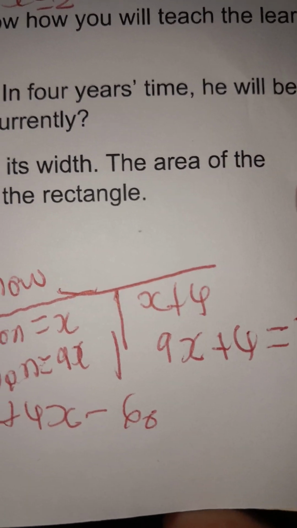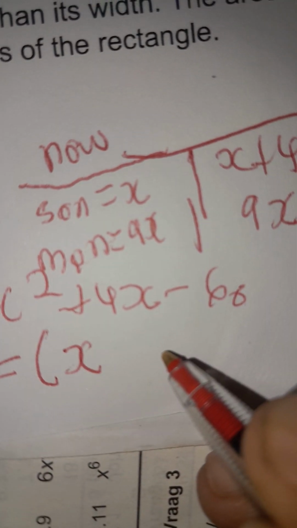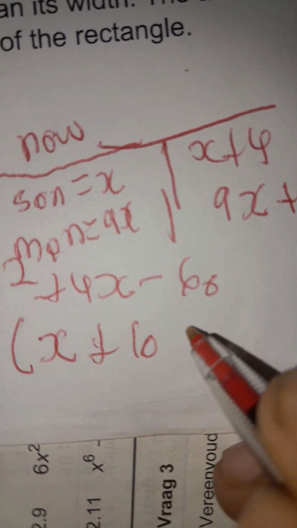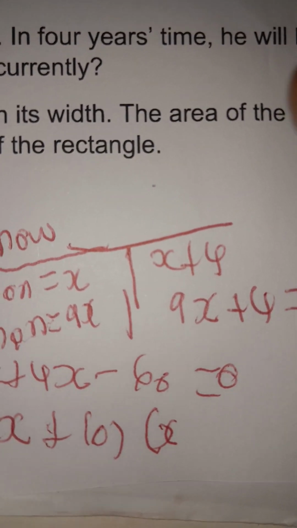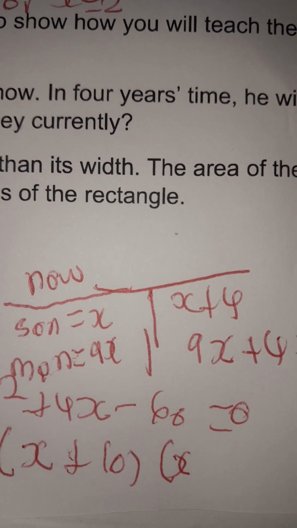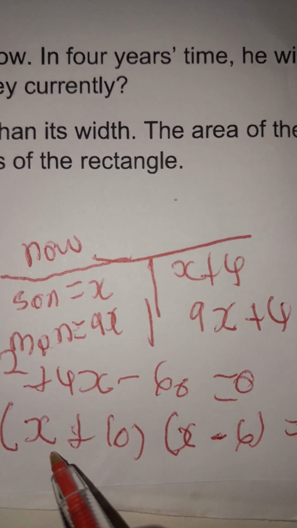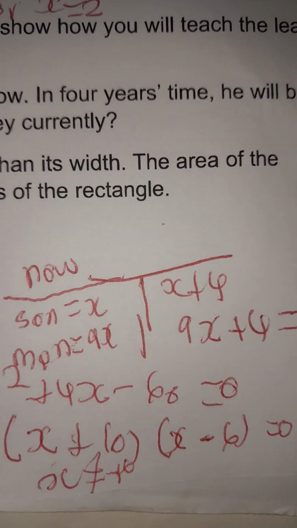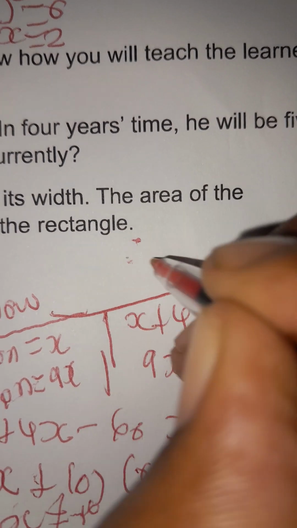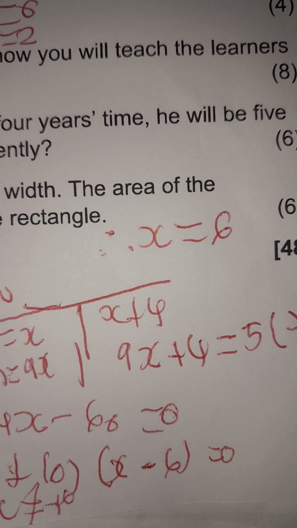To make things easier, the factors will be x plus 10 and x minus 6. Remember that 10 times 6 is 60. So x will be negative 10, but we can't have a negative distance. You write NA, not applicable. So the applicable answer will be x equals 6. I'm sure you're going to transpose negative 6 to the other side, it is going to be positive 6.